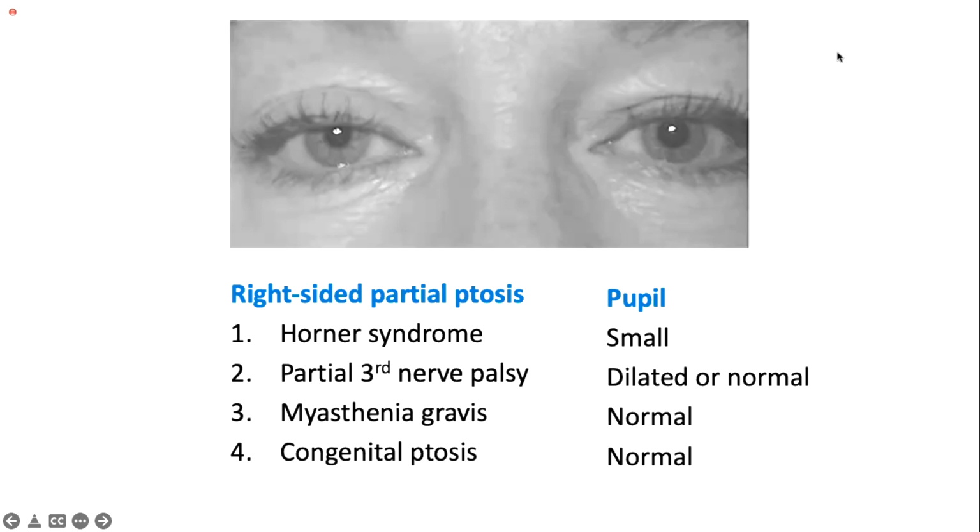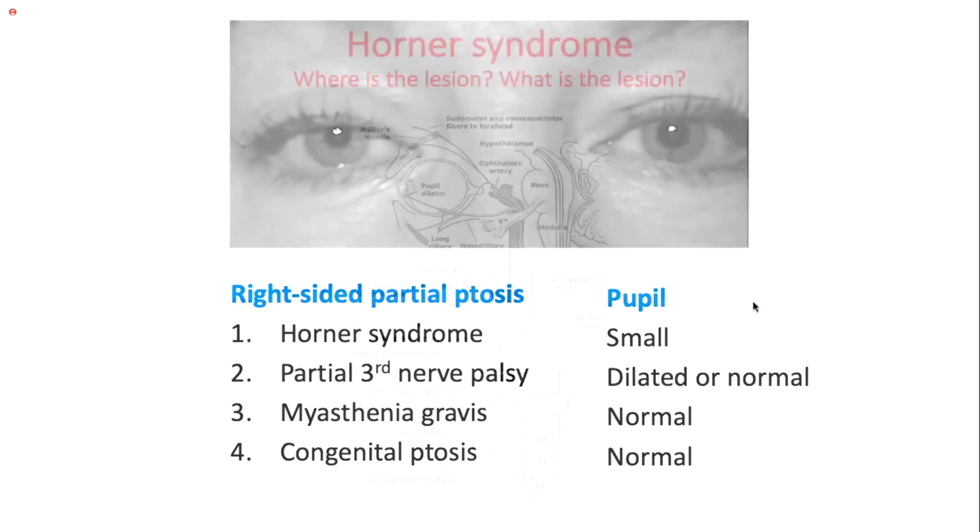And we have differentiated it by, now at the exam you will be asked for a differential diagnosis. So on the differential diagnosis you say it could be partial third nerve palsy, myasthenia gravis, congenital ptosis, but because the pupil is small, it can only be Horner syndrome. Now, the next question is, is saying Horner syndrome good enough for localization? No, it is not good enough because you need to further localize.